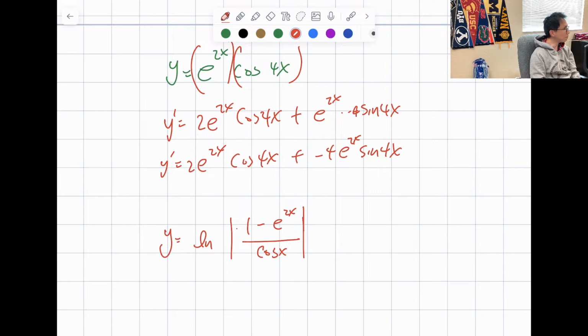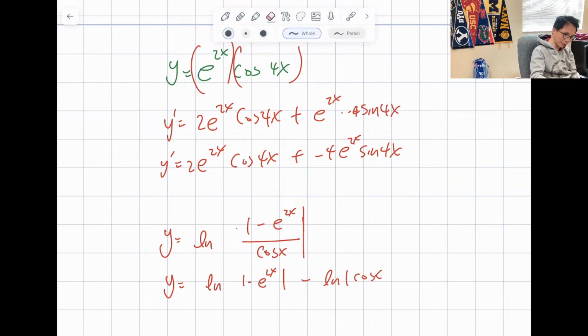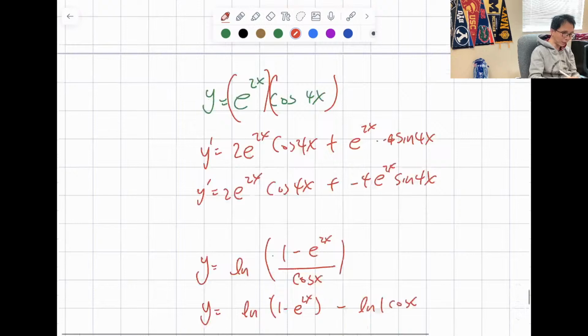Just split up using the log rule. If you do that, you're on a good path, but you're not taking the derivative yet. That's not one derivative. Minus natural log of cosine of x, right? Actually, this one is parentheses. This one doesn't need to be absolute value. Okay, so is that okay?